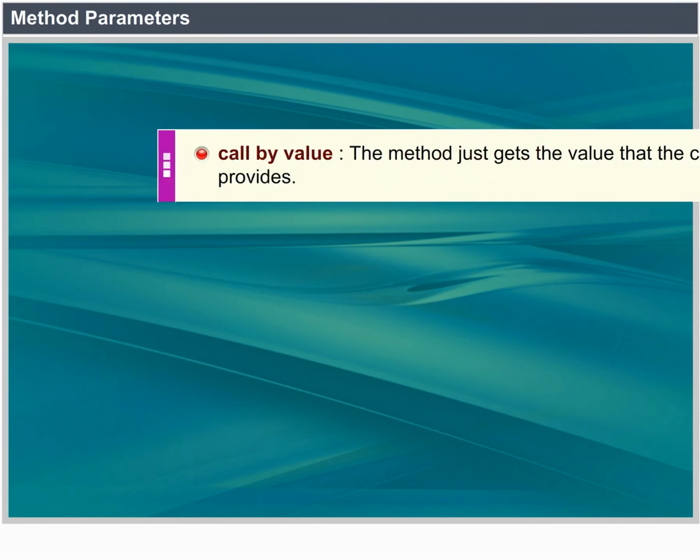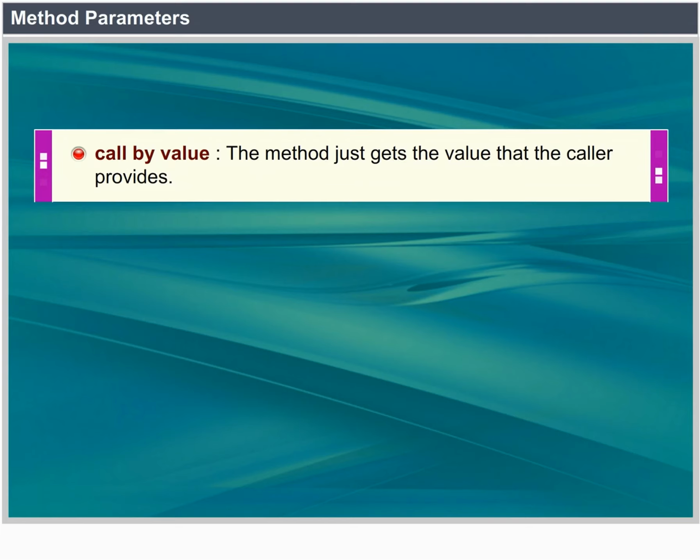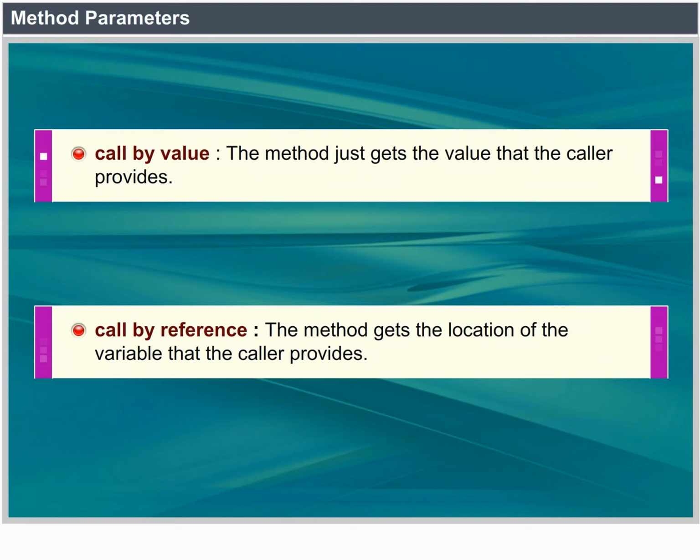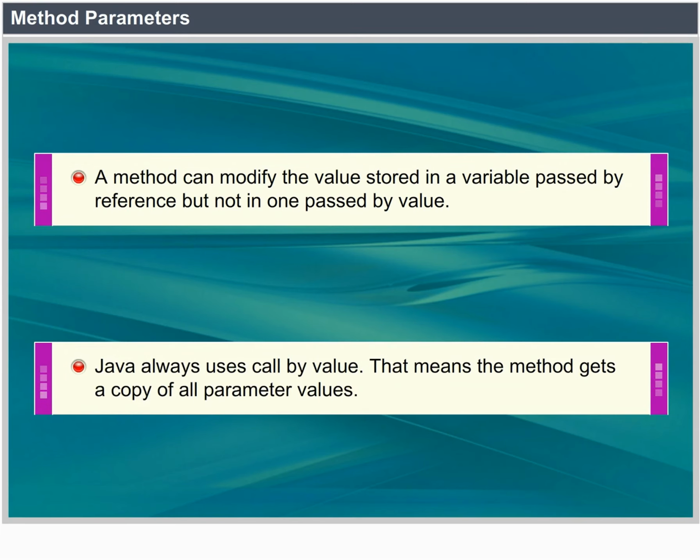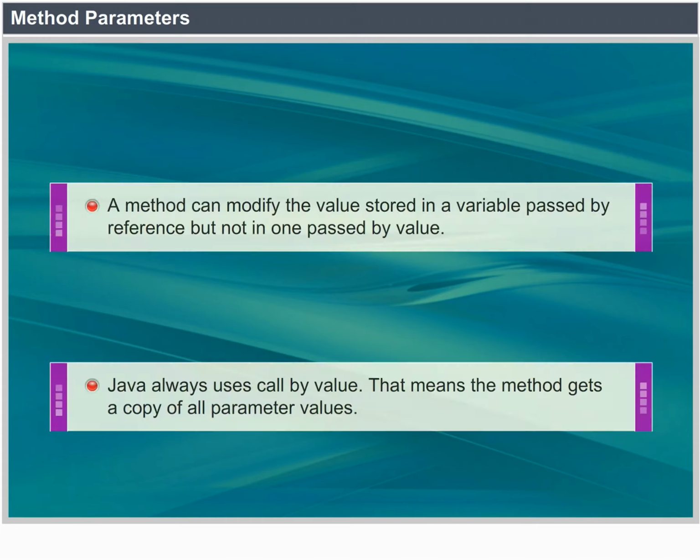Method parameters. Call by value: the method just gets the value that the caller provides. Call by reference: the method gets the location of the variable that the caller provides. A method can modify the value stored in a variable passed by reference, but not in one passed by value. Java always uses call by value. That means the method gets a copy of all parameter values.